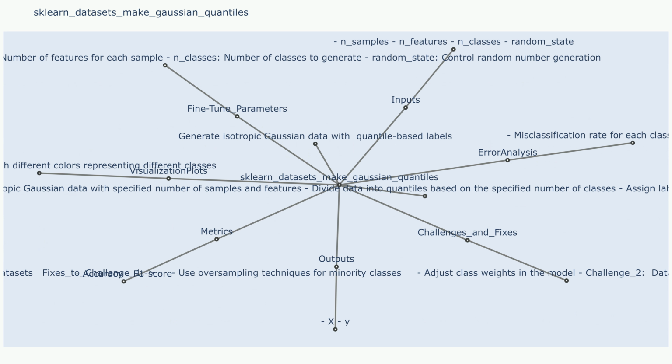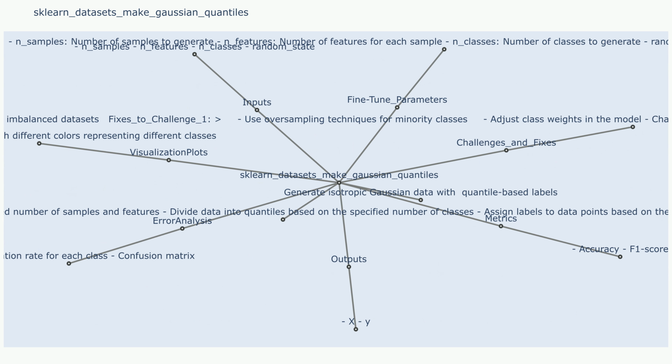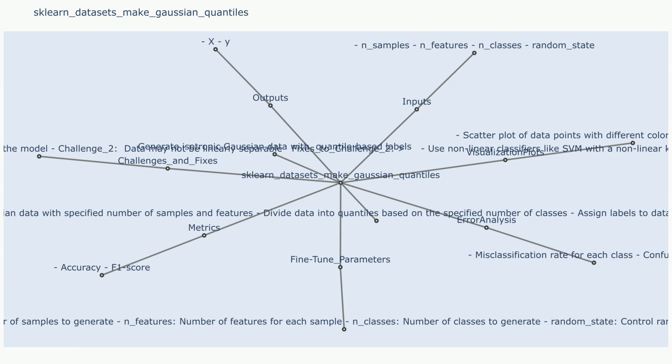N samples: the total number of samples to generate for both classes. N features: the number of dimensions in the data. N classes: the number of classes to generate. The default is 2. Random state: a seed for the random number generator. This ensures that the same dataset is generated each time the function is called with the same seed.